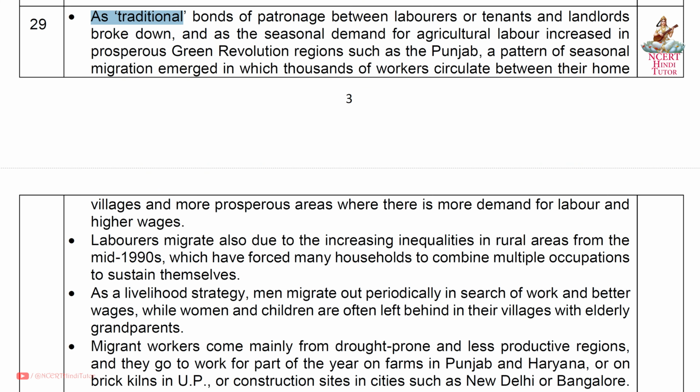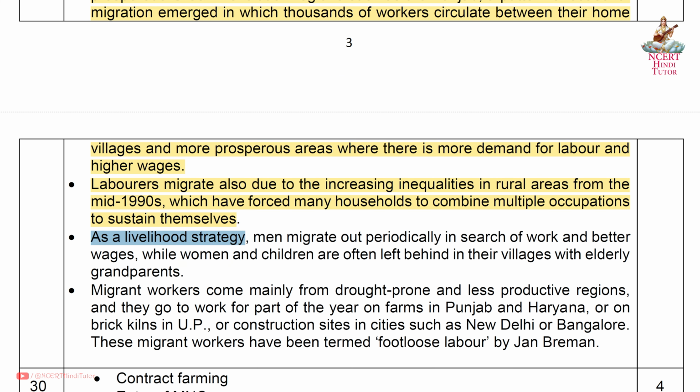Answer: as traditional bonds of patronage between laborers or tenants and landlords broke down, and as the seasonal demand for agricultural labor increased in prosperous Green Revolution regions such as the Punjab, a pattern of seasonal migration emerged in which thousands of workers circulate between their home villages and more prosperous areas where there is more demand for labor and higher wages. Laborers migrate also due to the increasing inequalities in rural areas from the mid 1990s, which have forced many households to combine multiple occupations to sustain themselves.